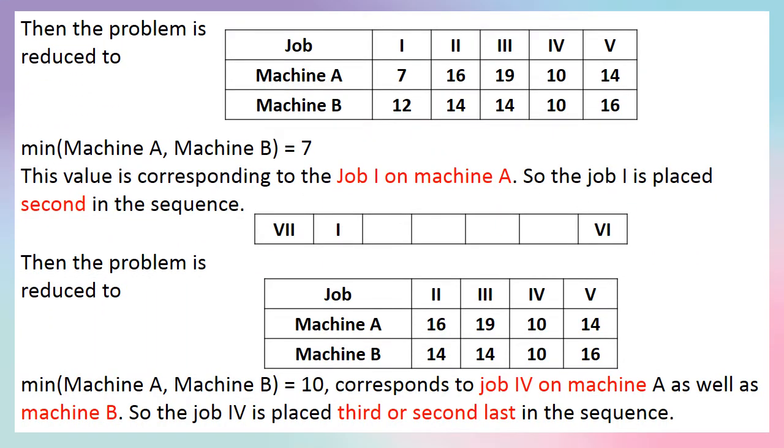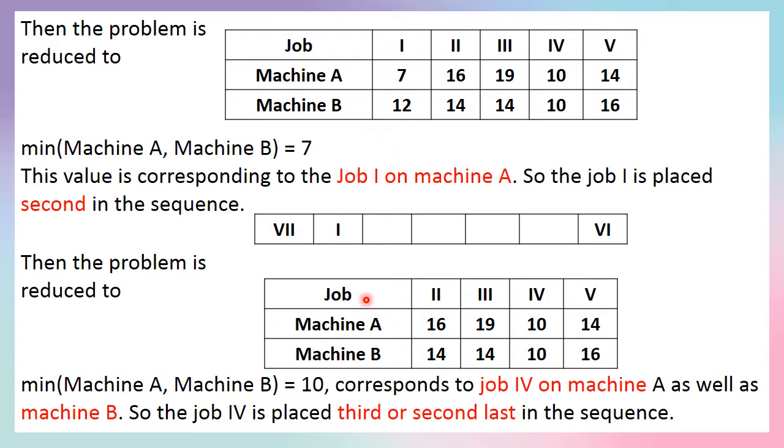By removing the two columns of jobs 6 and 7, we will get the new table, where the jobs are 1 to 5 only, and again find the minimum values of these times on both the machines corresponding to these 5 jobs, which is 7 here, and 7 is corresponding to job 1 on machine A. So as it is a machine A job, we will place this job from the beginning, that is after 7, in the second column. Now again the table will be reduced by removing this first column corresponding to job 1.